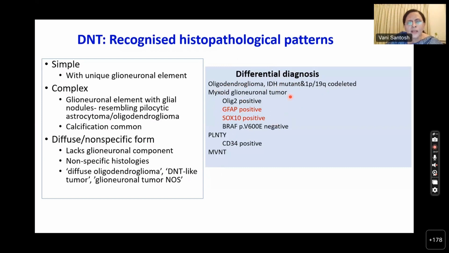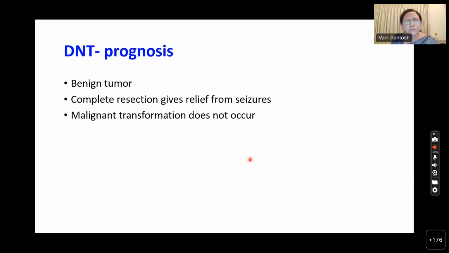There is a new glioneuronal tumor type described in WHO CNS5 called myxoid glioneuronal tumor, which is like a DNET-like tumor but occurs in the deeper structures like the septum pellucidum, corpus callosum, periventricular white matter, and that will have GFAP and SOX10 positivity. And of course, the other tumors like PLNTY, MVNT, don't bother about that. They are the differential diagnosis.